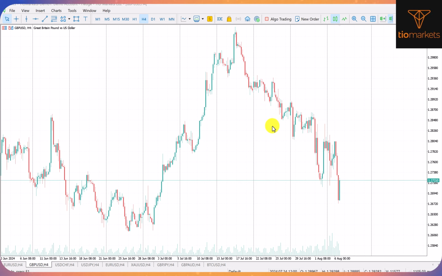We are going to talk about liquidity today and key market structure zones. We are going to explain what liquidity is and how it relates to market structure and its zones. Lastly, we are going to talk about how you trade using these concepts.